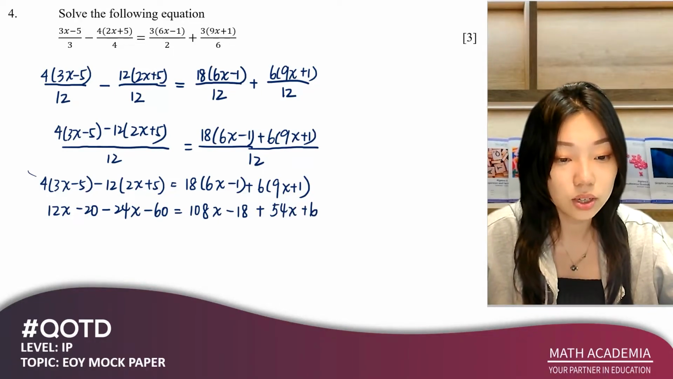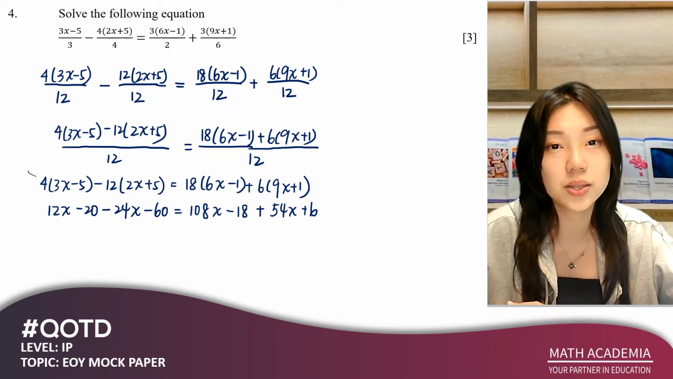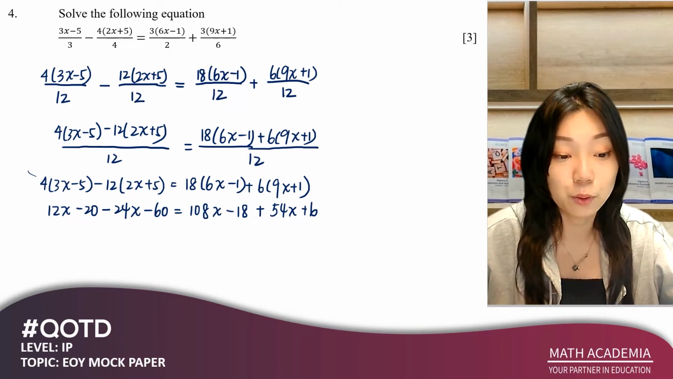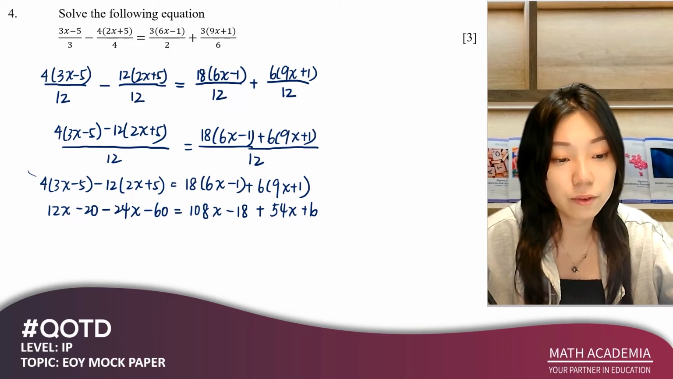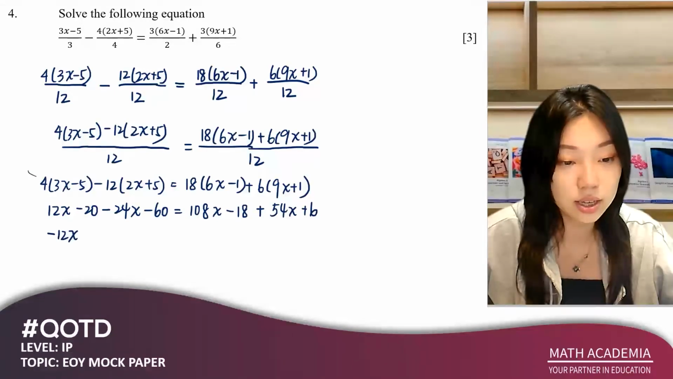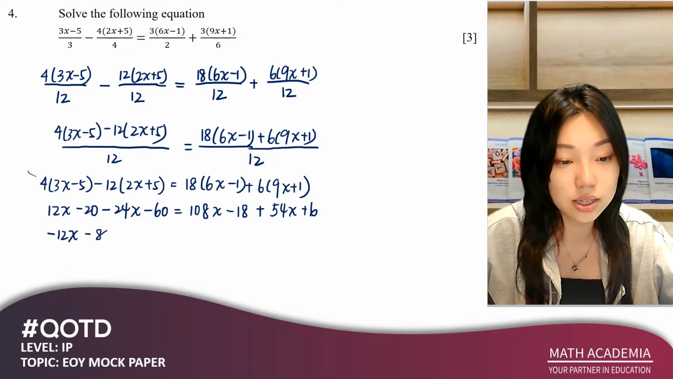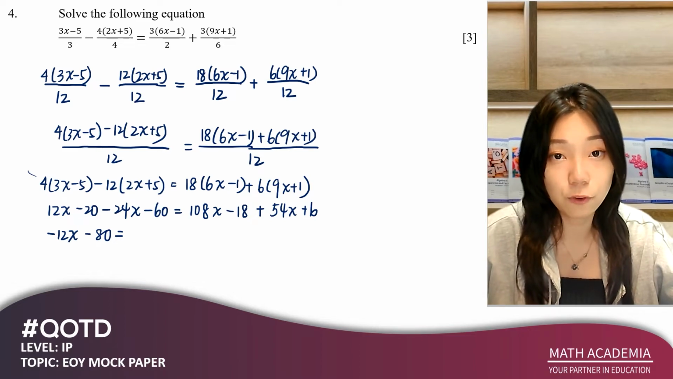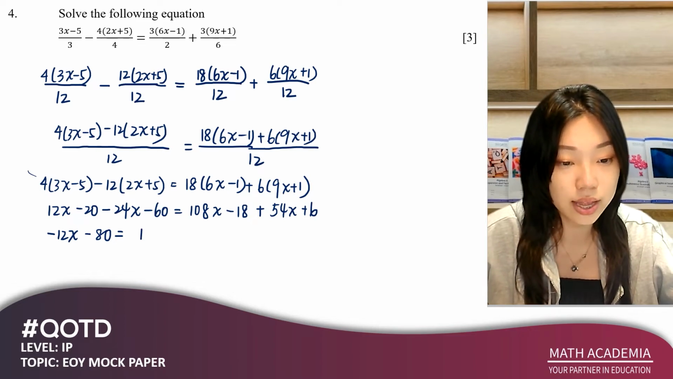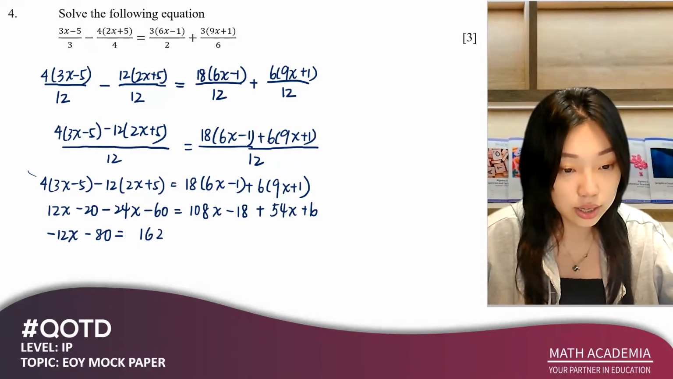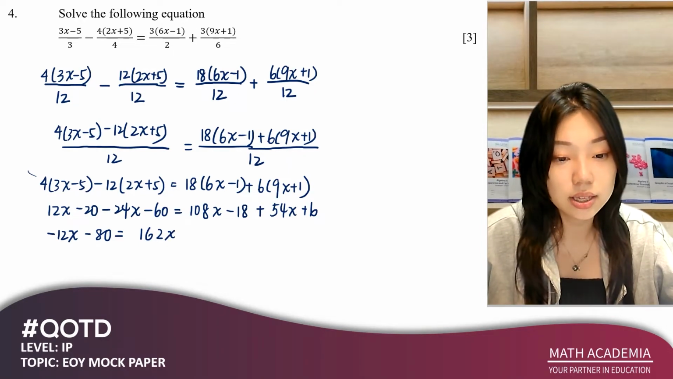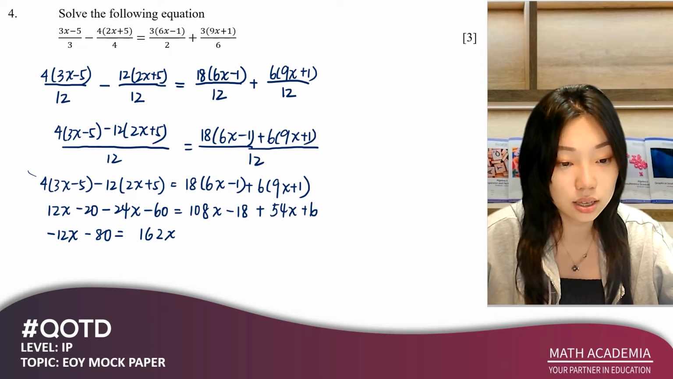Alright? Okay, before I even move any of my terms, let's simplify both sides first. So I have 12x minus 24x, that will give me negative 12x. Negative 20 minus 60, I have negative 80. 108x plus 54x, that would give me 162x. And negative 18 plus 6, that gives me negative 12.